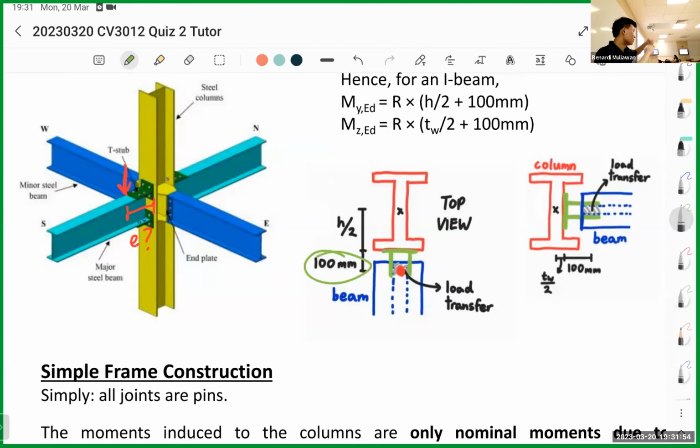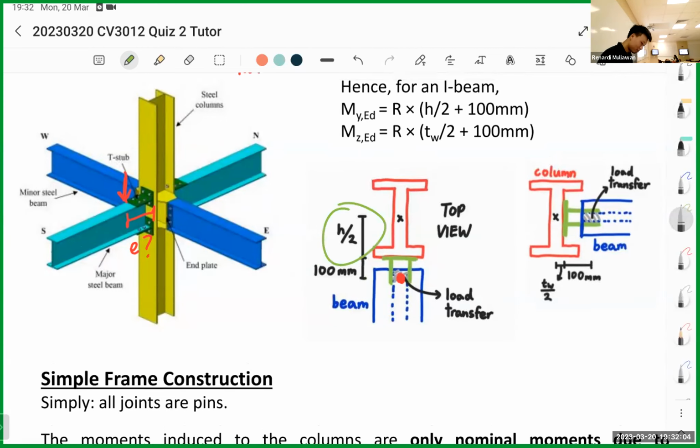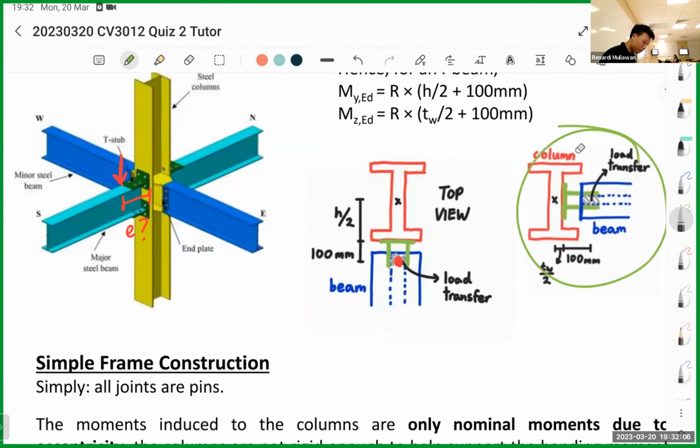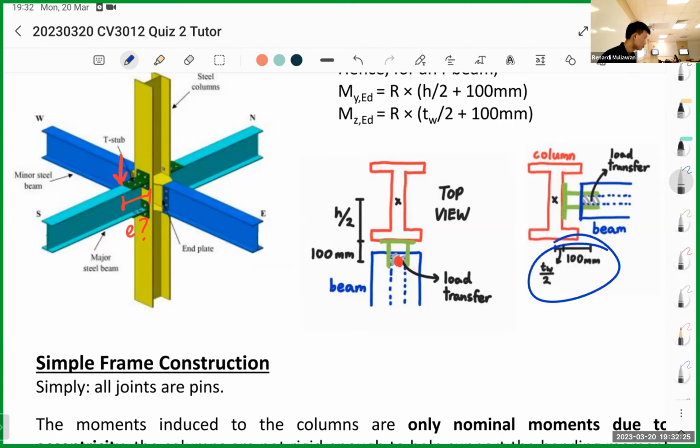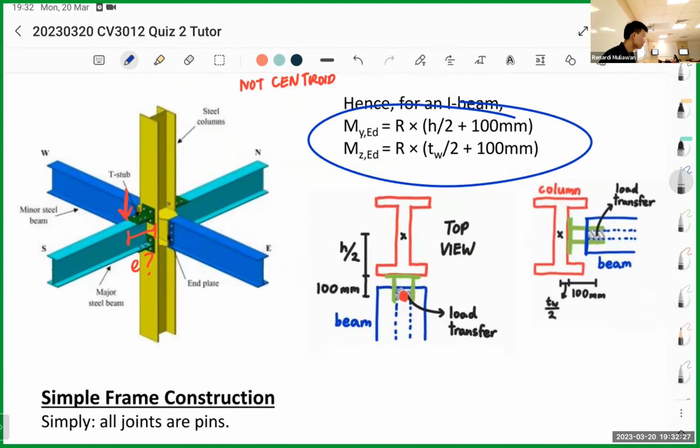If you're taking the moment from the centroid, what's the moment arm? It's basically 100 plus h/2. So it's really just logic actually. The same case for minor axis, again, it's 100 millimeters from the column face. So it's this line, 100 millimeters from there. From the centroid, it's TW/2 plus 100. So that's how the formula came to be.